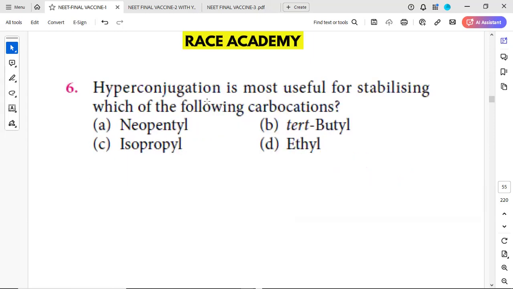Next, sixth question. Hyperconjugation is most useful for stabilizing which of the following carbocations? Neopentyl, tertiary butyl, isopropyl, and ethyl. When you carefully observe, as in the last sessions also we have prepared, the tertiary butyl carbocation has a maximum of 9 hyperconjugated structures possible. That's why hyperconjugation is used to explain the stability of tertiary butyl carbocations. So option B is the right option for question number 6.